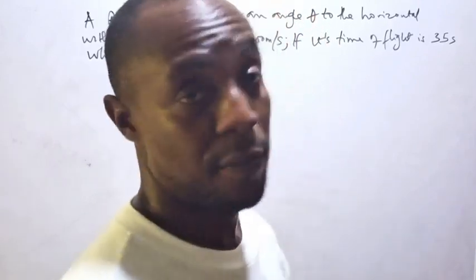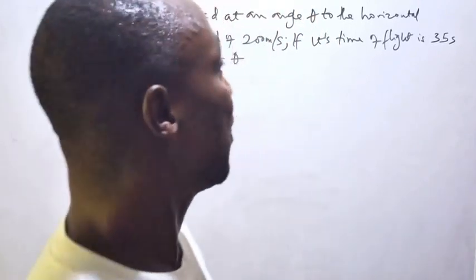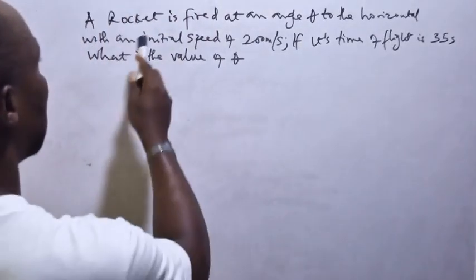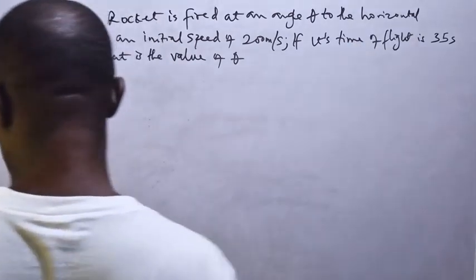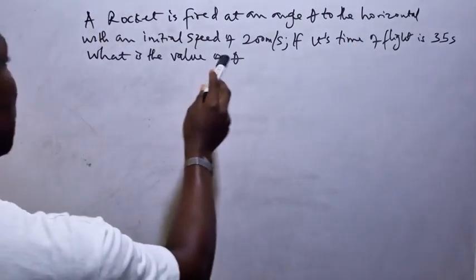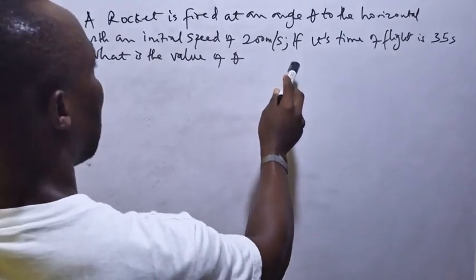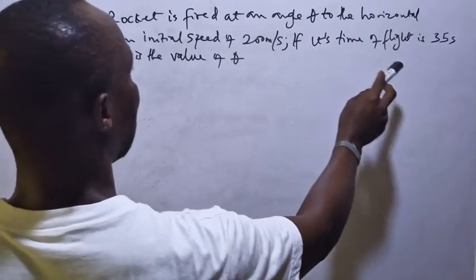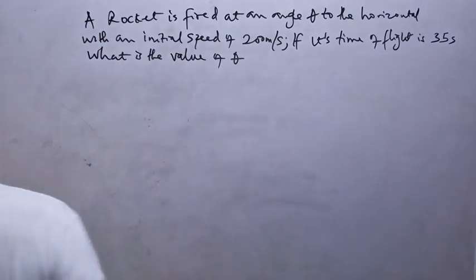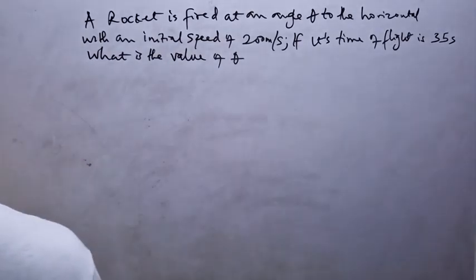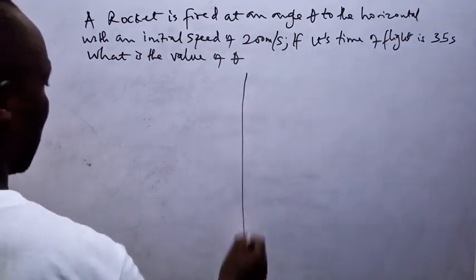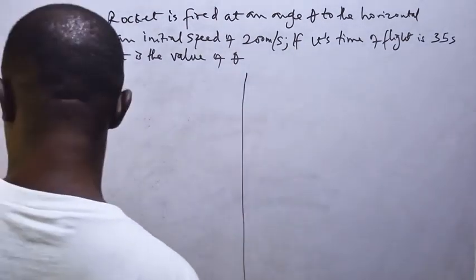Today, we have another problem still on projectile. It is stated that a rocket is fired at an angle theta to the horizontal with an initial speed of 200 meters per second. If its time of flight is 35 seconds, what is the value of theta? Now, the problem is quite different from the ones we have been doing.